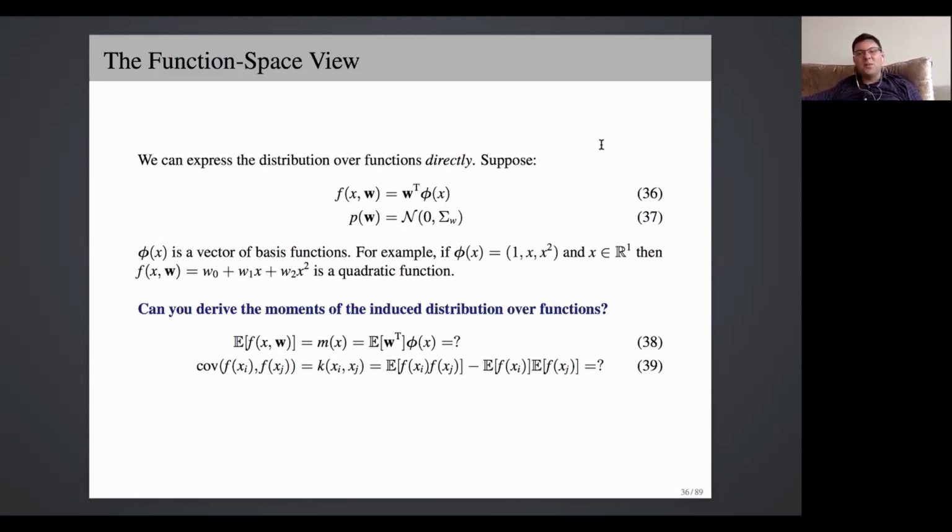And I'd like to pause for a minute and ask whether you can derive the moments of this induced distribution over functions. In equation 38, we have the expectation of this random function, which is random because of the randomness from our parameters w. And we also have our covariance function, just going to the definition of covariance. So if you have some scratch paper, just take out your writing utensil and see if you can derive expressions for equations 38 and 39 under the model expressed by equations 36 and 37.